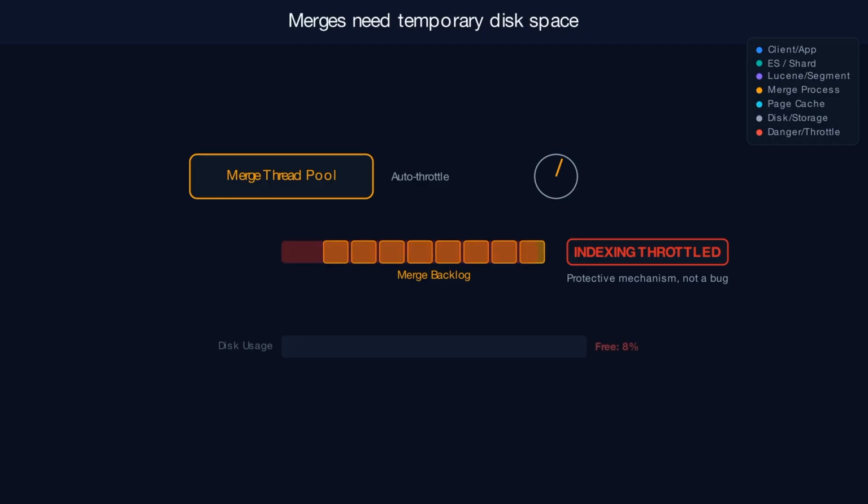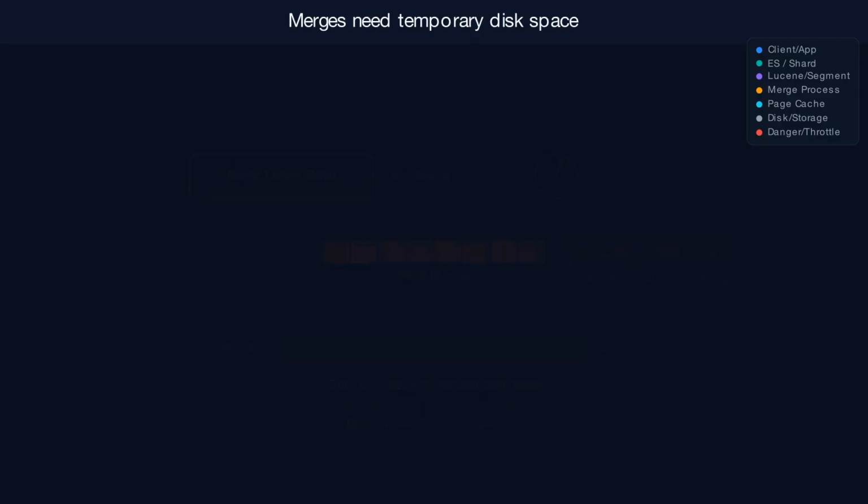Also, merges need temporary disk space because new merged segments are written before old segments are deleted. If free disk is too low, Elasticsearch may stop scheduling new merges to avoid filling the disk. So merge backlog leads to indexing throttling, and low free disk blocks merge scheduling entirely.